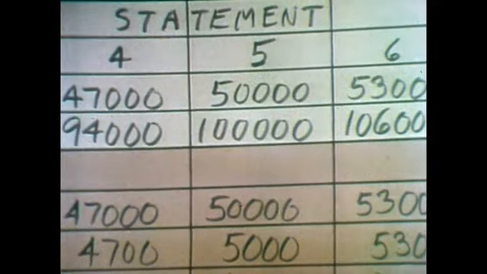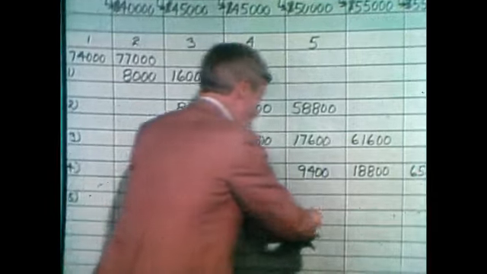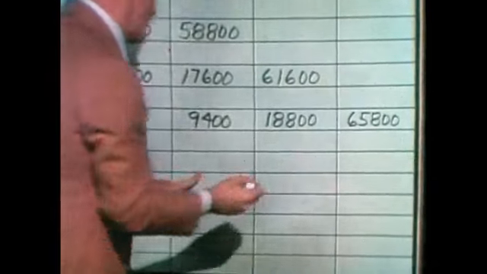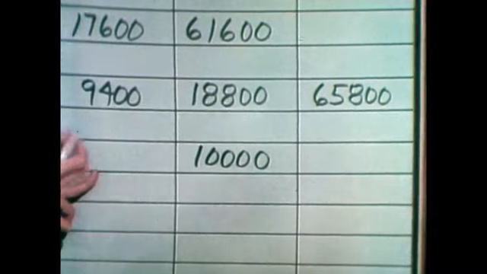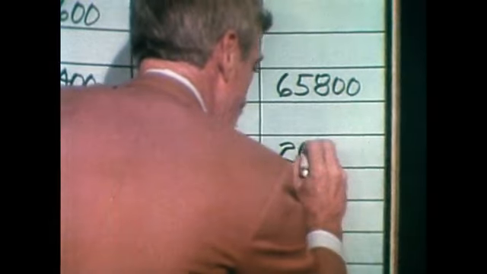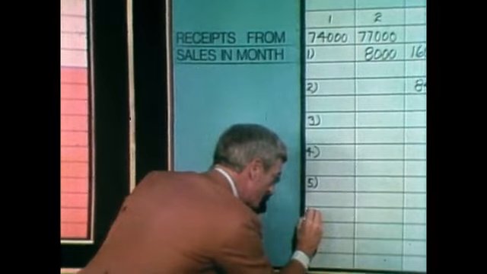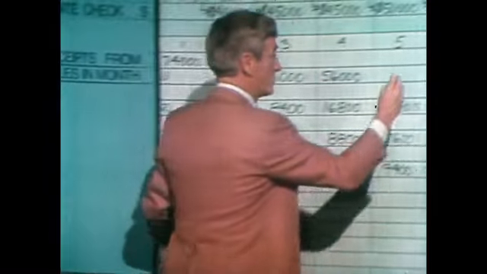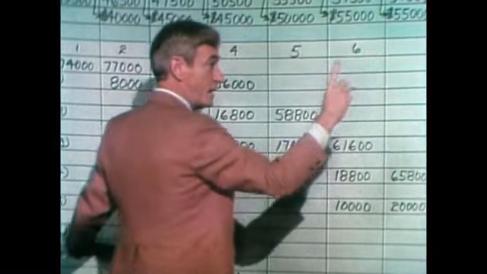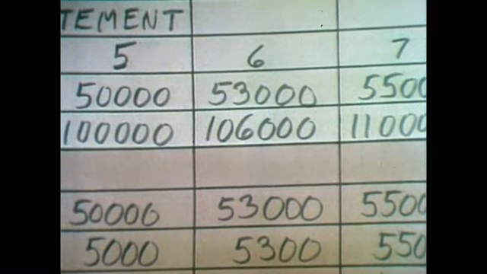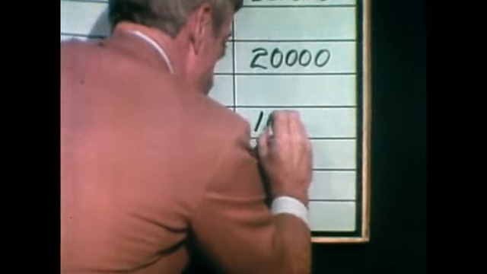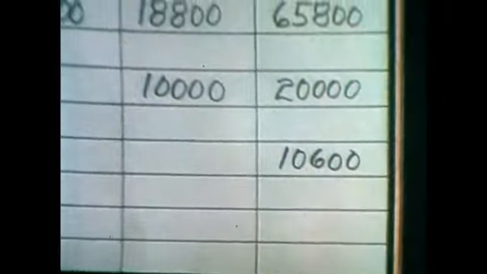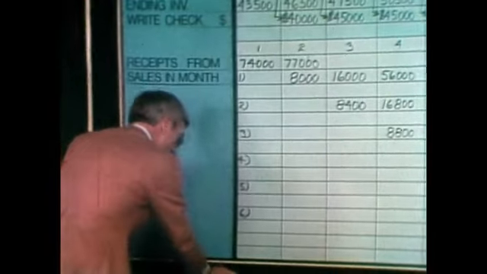All right, now from the sales in month number 5, the sales are going to be $100,000. Yes. And 1 month later we get 10% of $100,000. Well, that's $10,000. Okay. And 2 months later we get 20% of $100,000. That's $20,000. Right. Now, the sales in month number 6, from the income statement, are $106,000. And 1 month later, we get 10% of $106,000. That's $10,600. Correct.